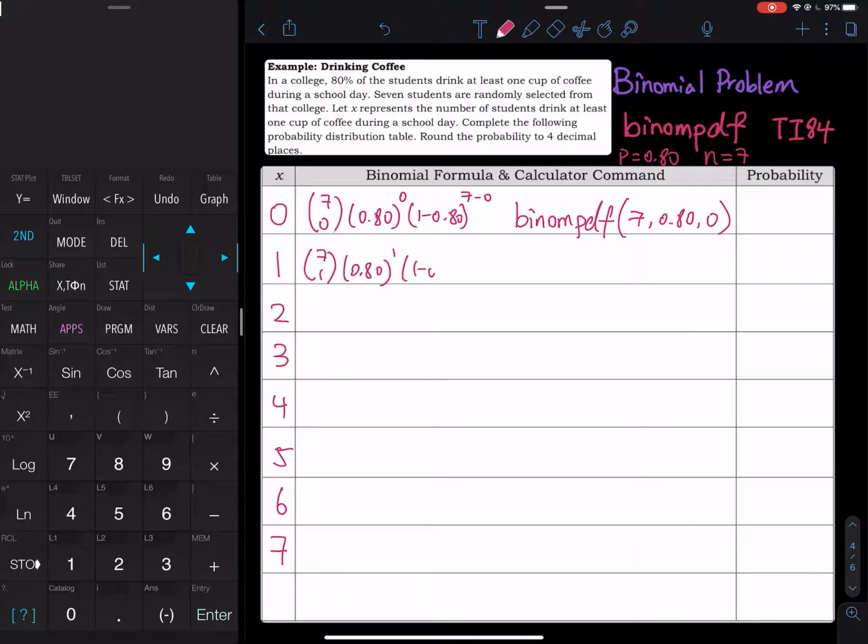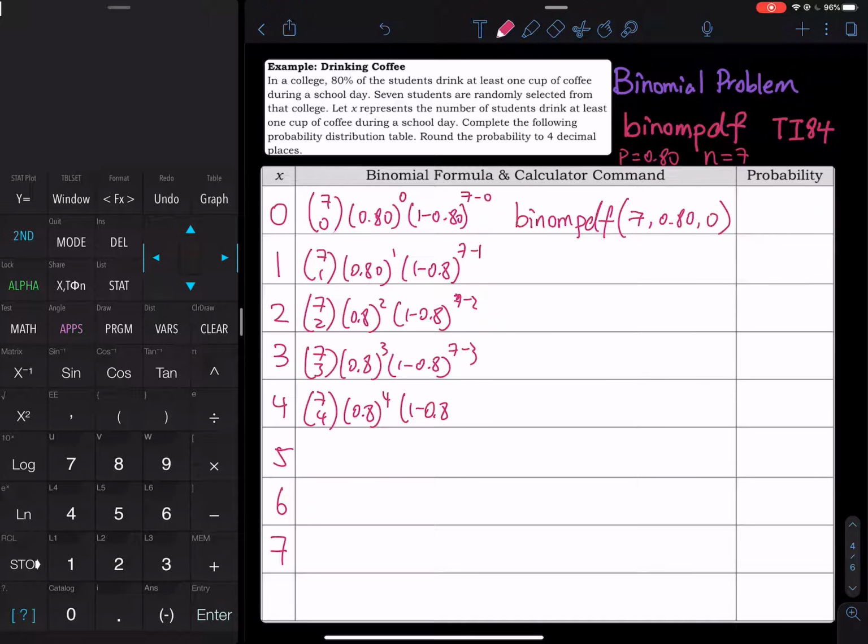You can just write 0.8, 7 minus 1, and then 7 choose 2, 0.8 squared, 1 minus 0.8, 7 minus 2, and then 7 choose 3, 0.8 to the third, 1 minus 0.8, 7 minus 3, and then 7 choose 4, 0.8 to the fourth, and then 1 minus 0.8, 7 minus 4. After you write a few more lines, the formula is already in your mind. You don't need to stare at the formula for 5 minutes and try to memorize it. 7 choose 5, that's why I make the table long. 0.8 raised to the fifth, 1 minus 0.8 raised to 7 minus 5.